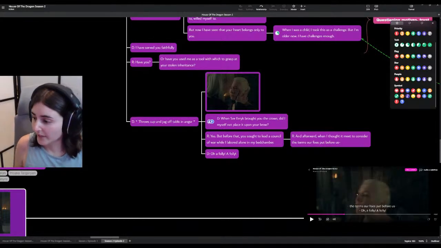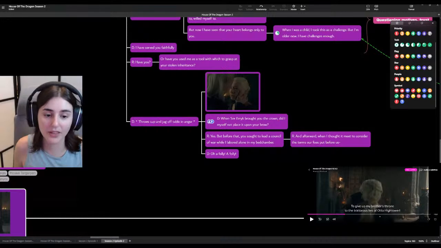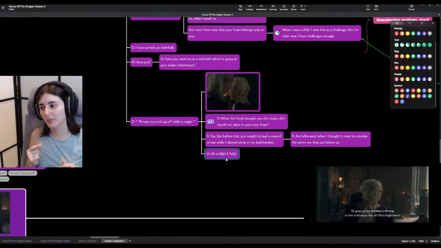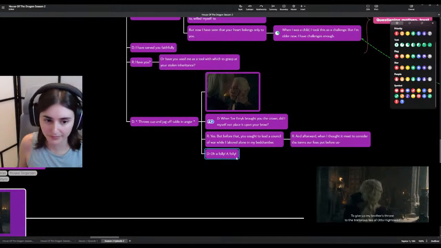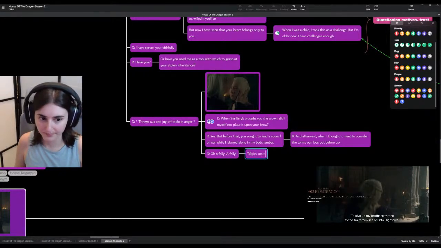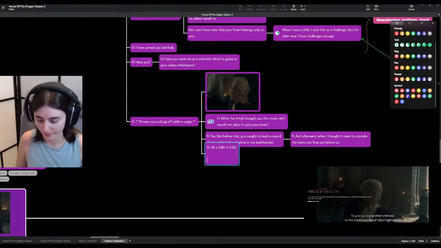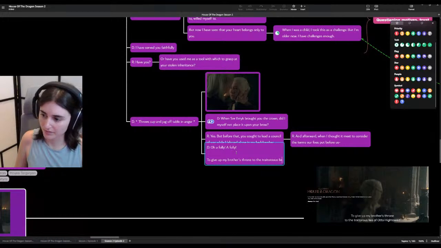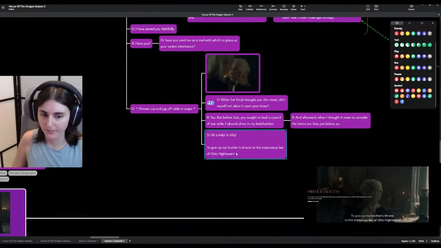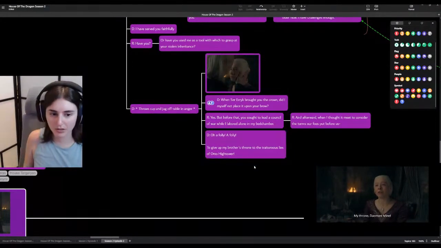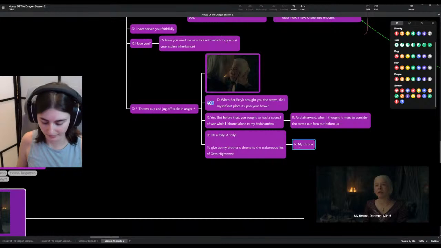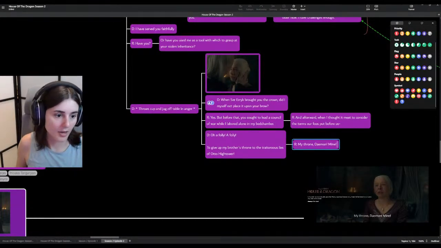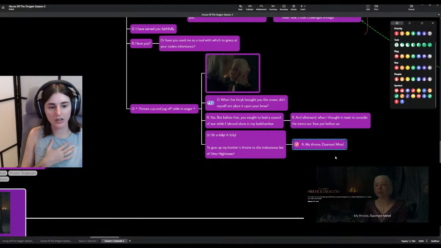"A folly! Before us, to give up my..." Now, this was a great thing that he turns it into "give up my brother's throne to the traitorous lies of Otto Hightower." And then she goes, "My throne, Daemon, my throne." It's very good. My throne, Daemon, man. That will be the quote for this area.